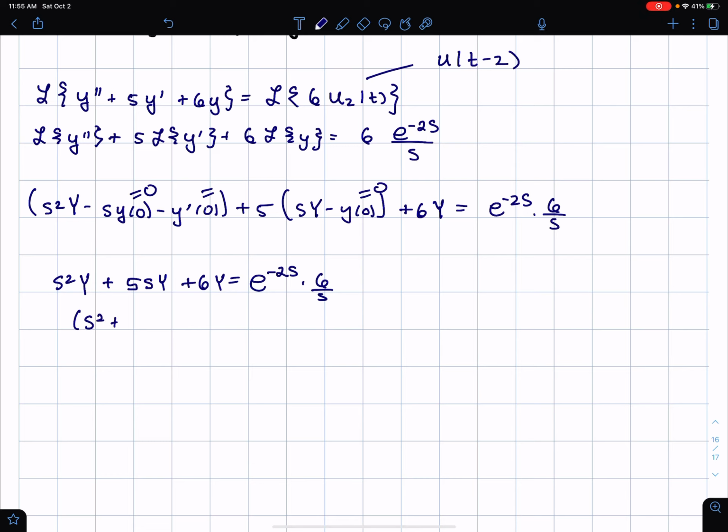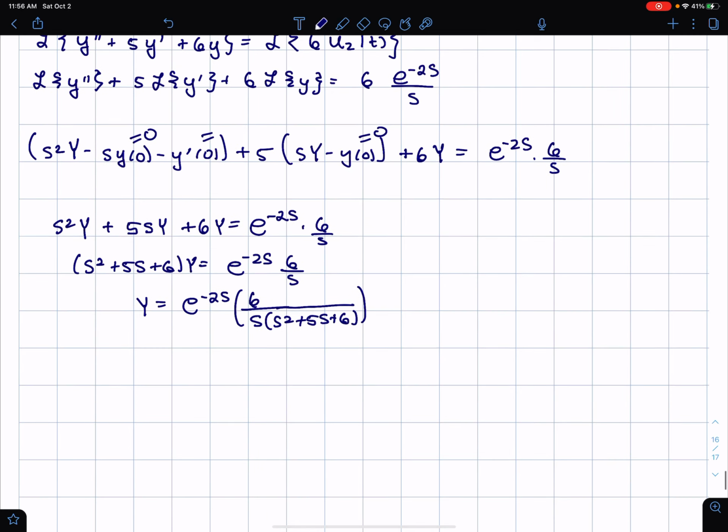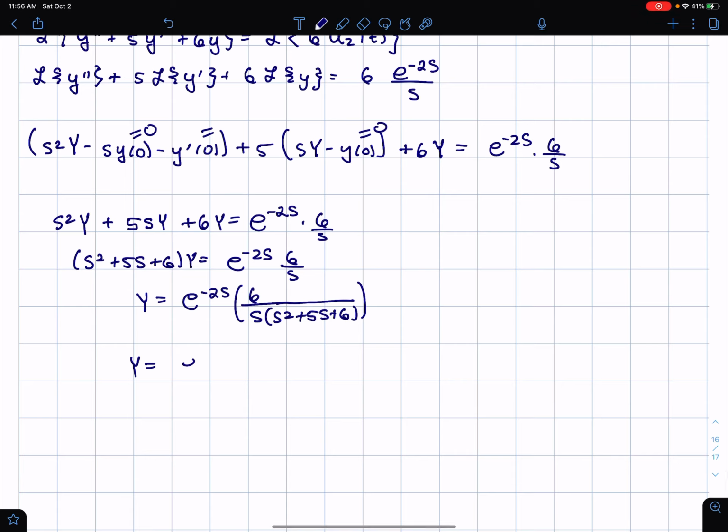So I have s squared plus 5s plus 6 times Y equals e to the negative 2s, 6 over s. So Y is equal to e to the negative 2s, 6 over s times (s squared plus 5s plus 6). And this guy right here factors. So this is (s plus 2)(s plus 3). That is something we can factor. We've done other problems where it does not factor.